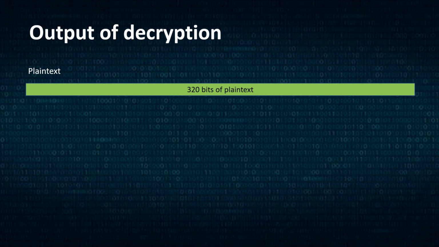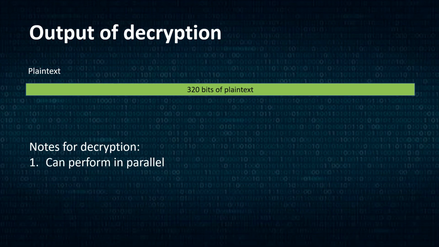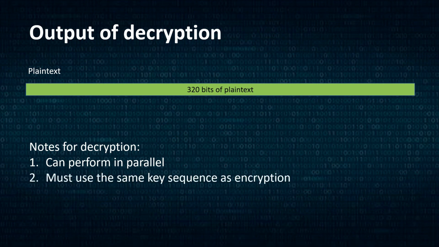Even though the decryption process is similar to encryption, the notes for decryption are different. First, decryption can be performed in parallel since we already know all the ciphertext, so we can also know the shift register for each cycle. Secondly, we must use the same key as encryption, which sounds logical. You can't unlock the door with a different key than the one that locked the door.